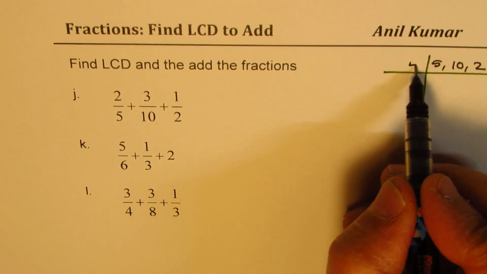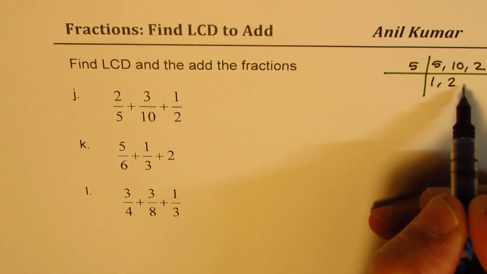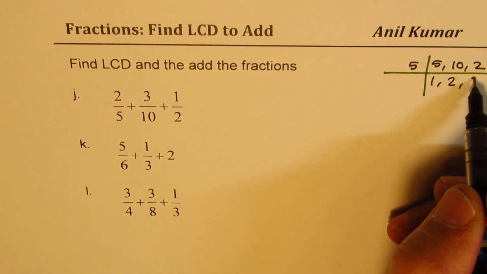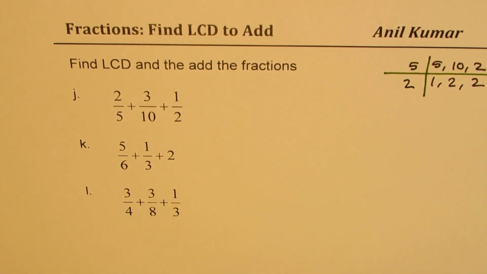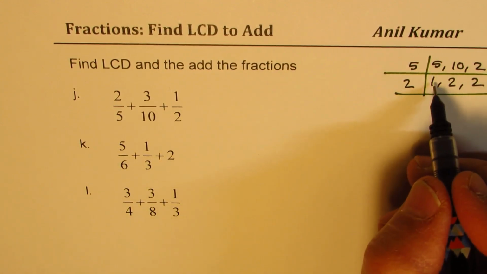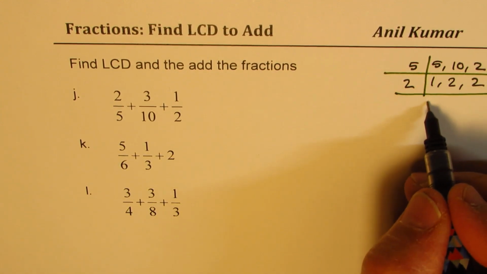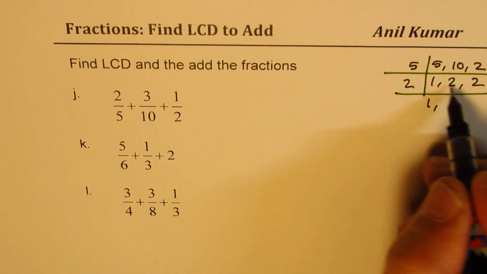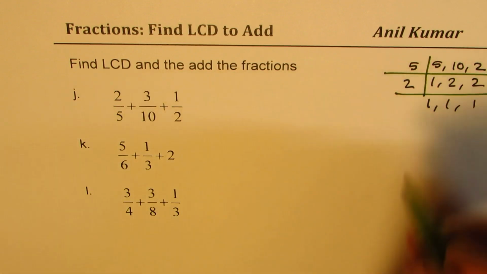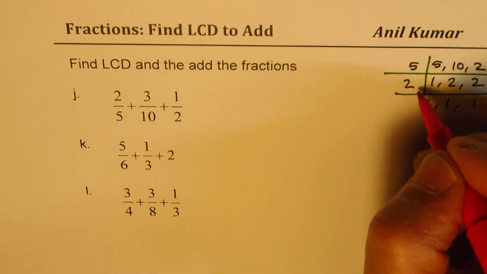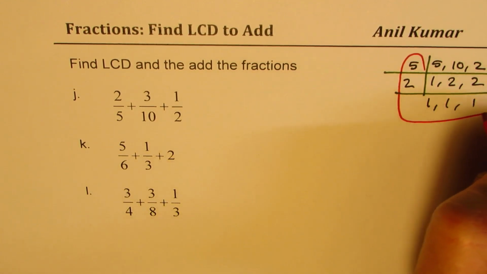I could divide this by 5, 5 times 1, 5 times 2, but I cannot divide 2, so I'll leave it. Now 2, 2, we could again take factors here and further find factors. So if you cannot divide 1 by 2, just write 1 as such, but 2 divided by 2 is 1, this 2 is also 1. So the lowest common denominator is actually the product of all these numbers.